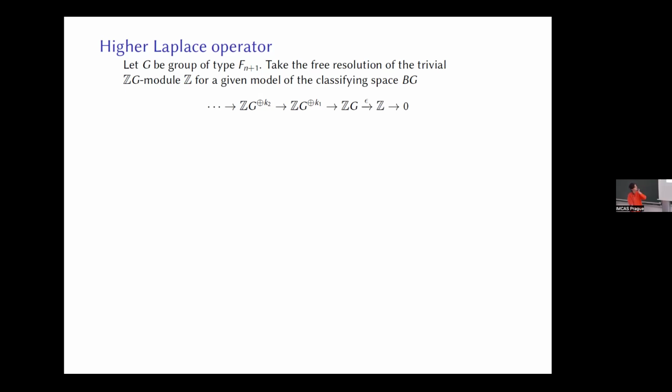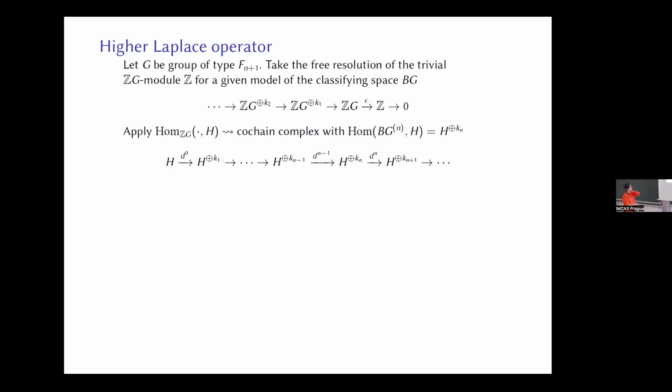So given such a resolution, I can apply my Hom functor to this, and then I get a CW complex, or in this case a complex of Hilbert spaces, because I can identify Hom of the n-cells with just a direct sum of as many Hilbert spaces as I have cells. And then the Laplace operator in degree 0: in order to construct it, one just needs to look at this codifferential here. So it would be just d0 star d0, and it acts on this Hilbert space.